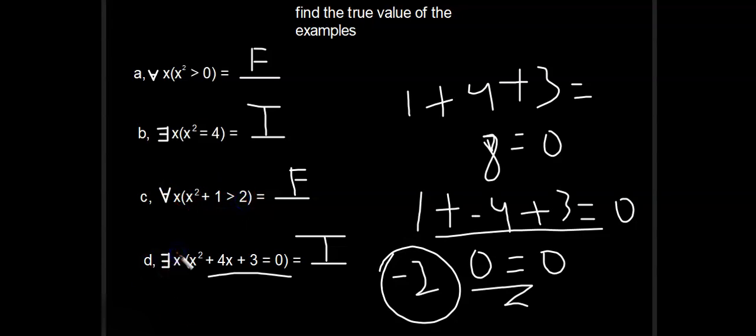What about the last one? The last one says that for some x's, there's one x that can make this statement true, and it seems like there is, and that is -1. So when I substitute -1, I get 0. Also 0 is equal to 0, so this is true. So for that reason, my answer became true.